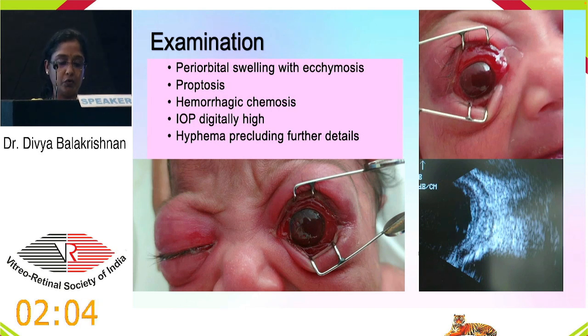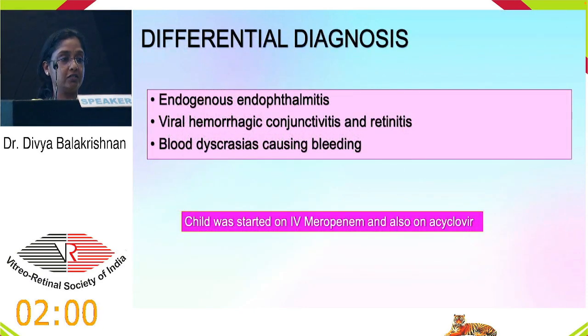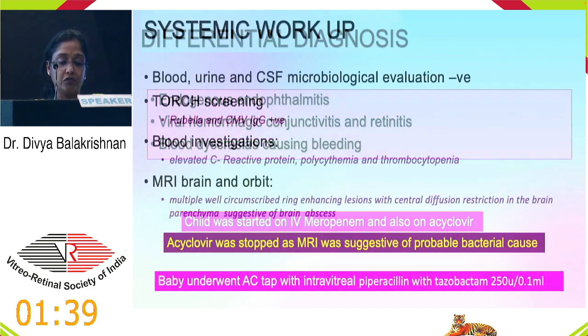With all these features, the first differential was endogenous endophthalmitis, but there were no exudates, and no yellow glow. With the history of viral infection in the mother, we suspected a viral hemorrhagic conjunctivitis with some retinitis, or some blood dyscrasias altogether because of the corneal haze which was there bilaterally. Anyway, the child was already on IV meropenem and azithromycin because of the viral etiology.